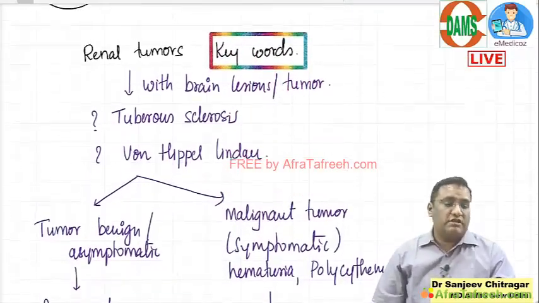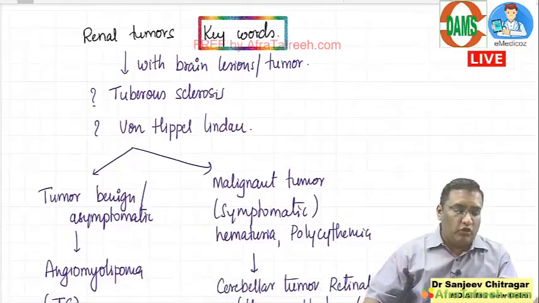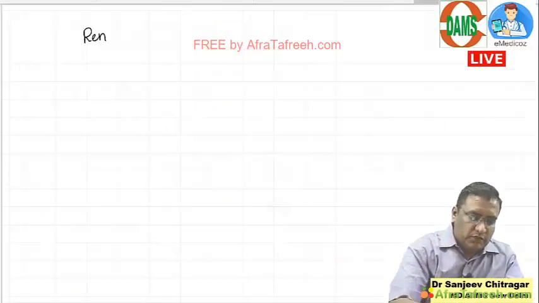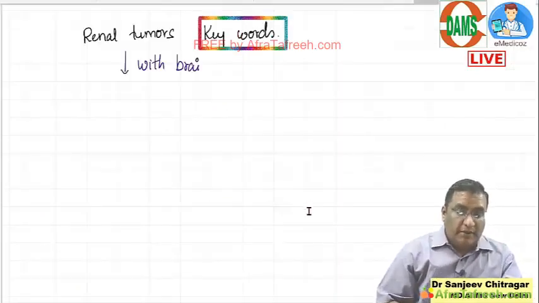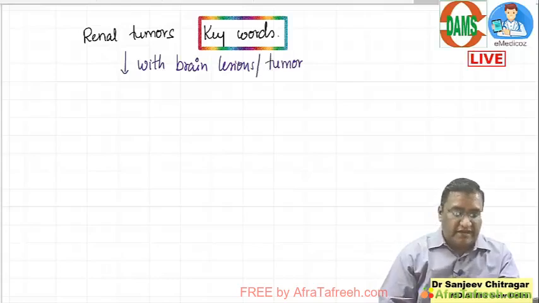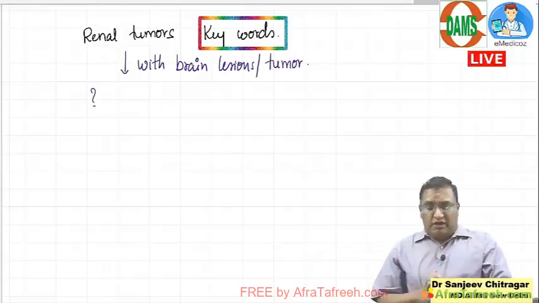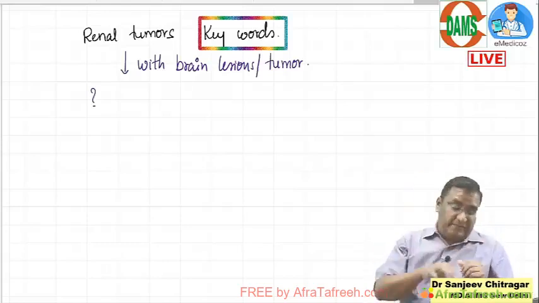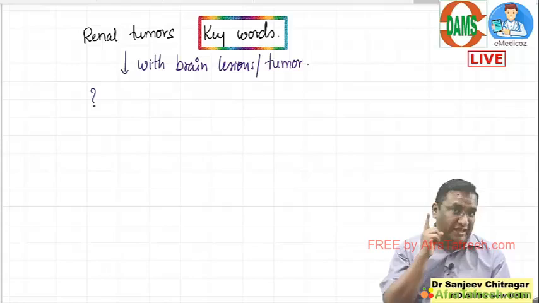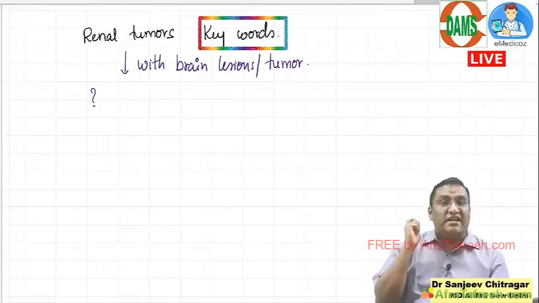Renal tumors, keywords for renal tumors. What do I look for? Yes, keywords for renal tumors. Keywords I look for: brain involvement. This is a very important keyword for renal tumors with brain lesions or brain tumor. Now you're not expecting lung carcinoma, you're expecting brain, but here don't confuse, no metastasis to the brain. That is very important. They will give you this option always: is there a metastasis to the brain?